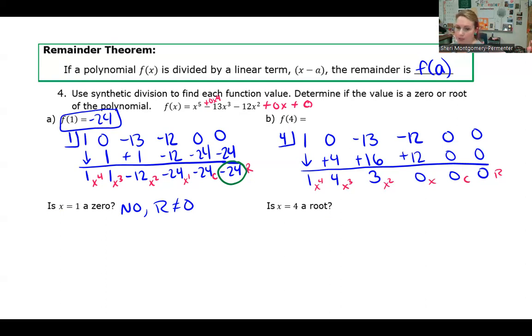So when you do this one, do you find is x equals 4 a root? Yes. Why? Because the remainder is equal to 0. But to answer the question, it's asking specifically about the remainder. The remainder is equal to 0, so f of 4 is 0. If you have a question like this on your quiz, you have to do synthetic division.